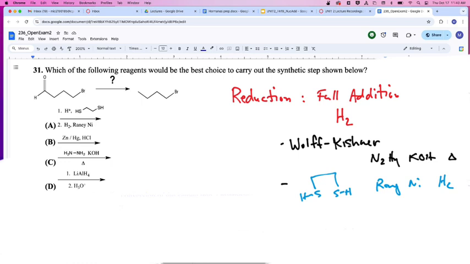Okay. Is that it? No. B also does the full reduction, and I believe, though I'm not positive on it, that that's known as the Clemmensen reduction. Okay, and that's the zinc mercury amalgam in the presence of HCl. Okay. So this should be problematic.